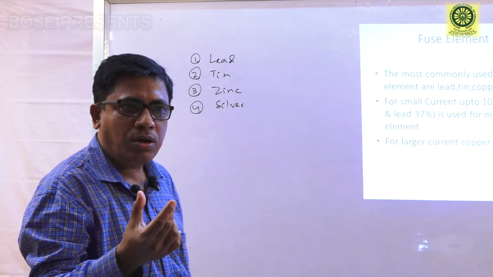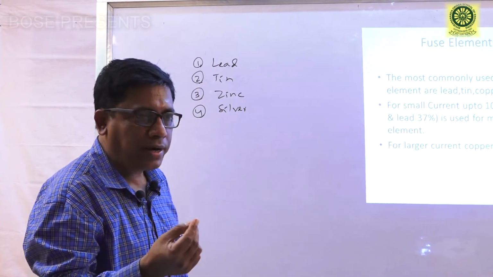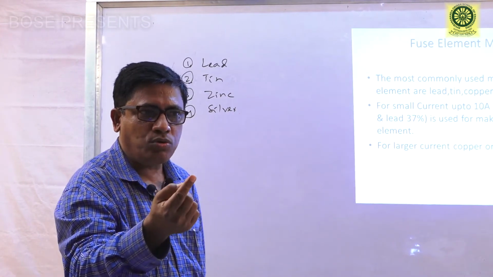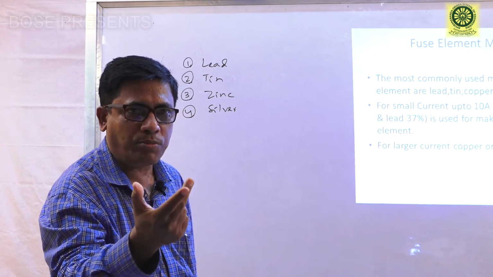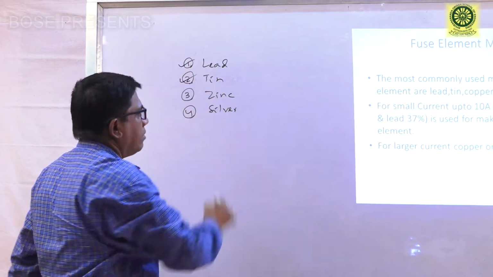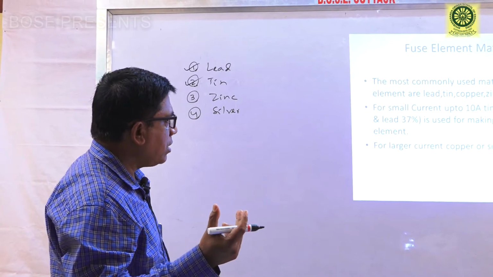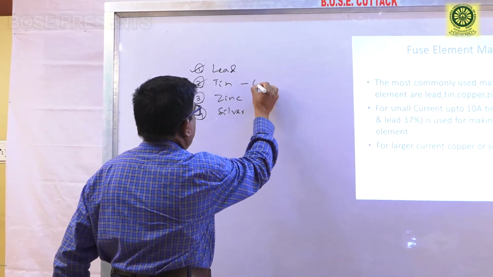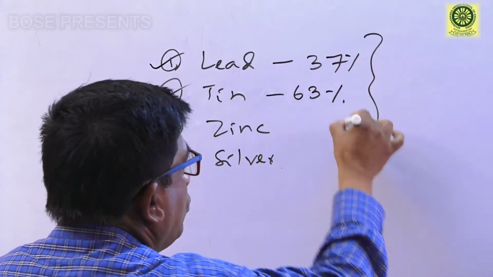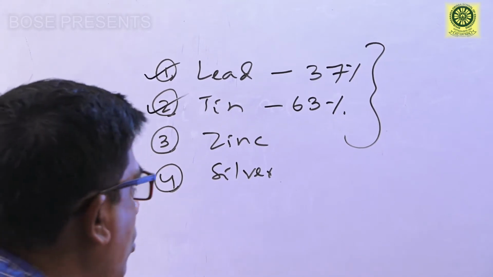Again, fuse wire comes in low ampere rating and high ampere rating. For small current, that is up to 10 ampere, you may have seen 2 ampere fuse, 1 ampere fuse, 5 ampere fuse, 10 ampere fuse, we are using lead and tin. For preparation of fuse up to 10 ampere, tin is 63% and lead is 37%. This is your low ampere fuse rating, that is up to 10 ampere.